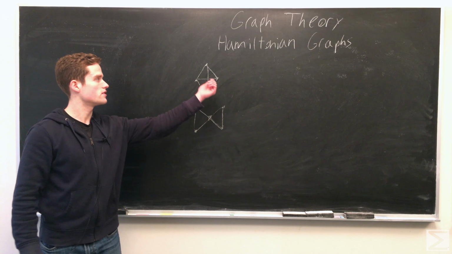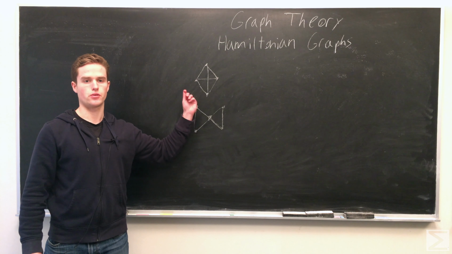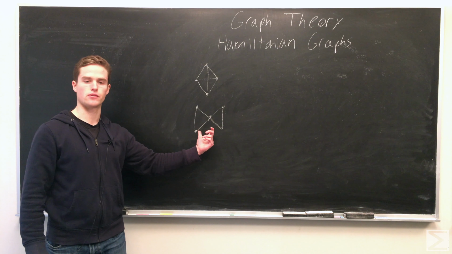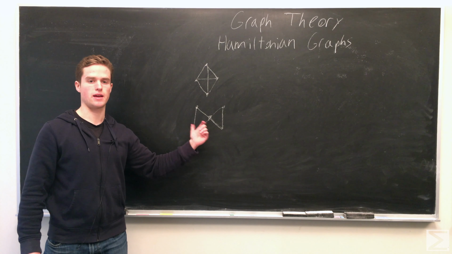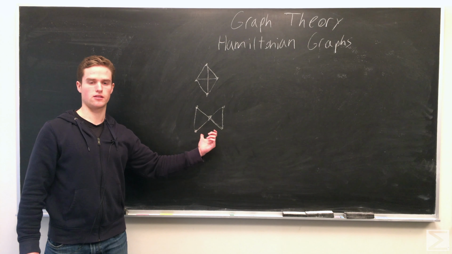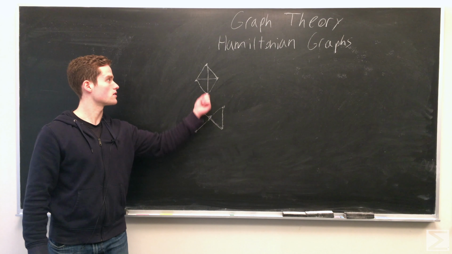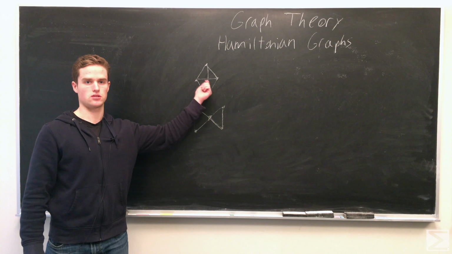Quickly, a tetrahedron is a Hamiltonian graph that's not Eulerian. And this graph here, two triangles connected at a point, is an example of an Eulerian graph that's not Hamiltonian. This one's Eulerian because every vertex has an even degree. The tetrahedron is not because this is not the case.